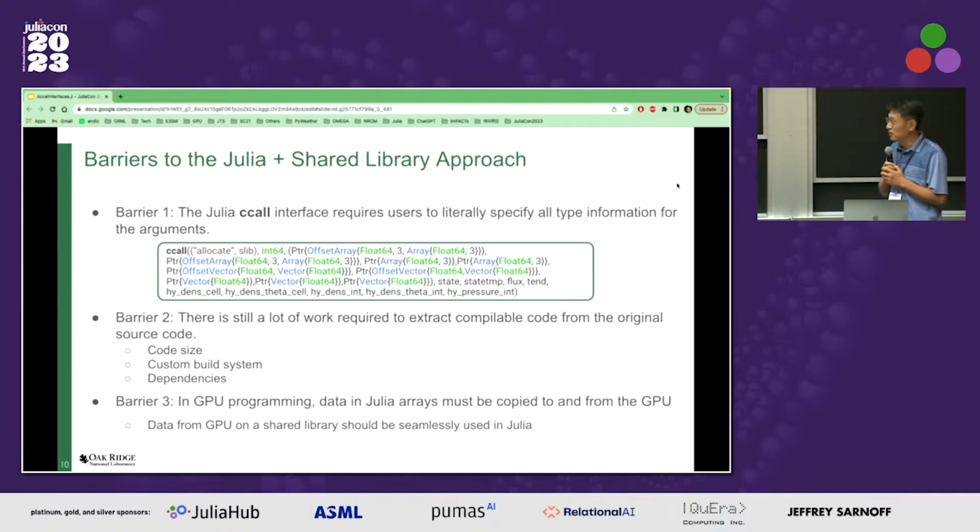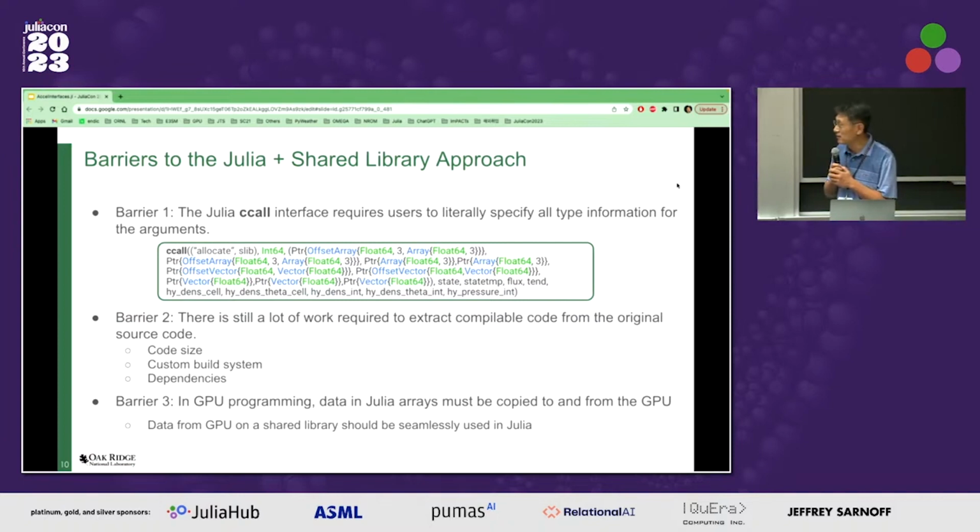First, to use the Julia ccall interface, users have to literally specify all the type information in the arguments. I've shown just 10 arguments here, but some climate models that I'm looking at sometimes have 50 or 100 arguments. So even though they may do it only once or twice and then just modify small things, still, from the user's point of view, it's a lot of things they have to do.